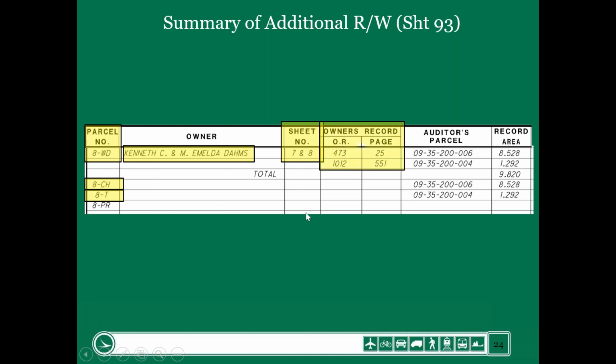The next column over is the owner's record column. And in this county, at this time, I specified that it was official record, OR, and then a page number. So the official record was 473, the page was 25, and then for auditor's permanent parcel number 004, it was official record 1012 and page 551.